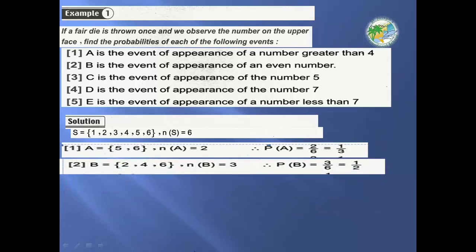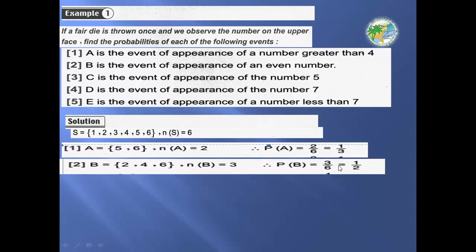Number 2, B, the event of appearance of an even number. What are the even numbers here? 2, 4, 6. The number of even numbers is 3. The probability of getting B equals 3 over 6 equals 1 over 2.